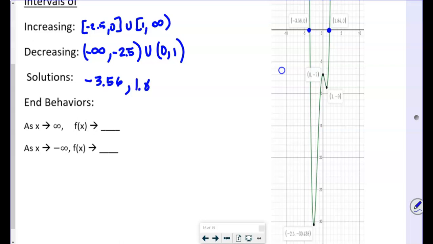1.84. Okay, now what's happening with this graph? If you were to put arrows up here, we would be able to say that this is going on to infinity. Those are our end behaviors, right? And on to infinity, okay?